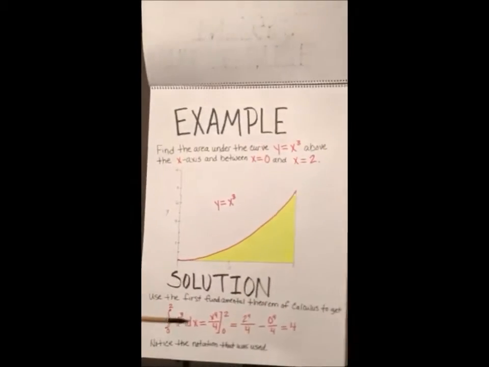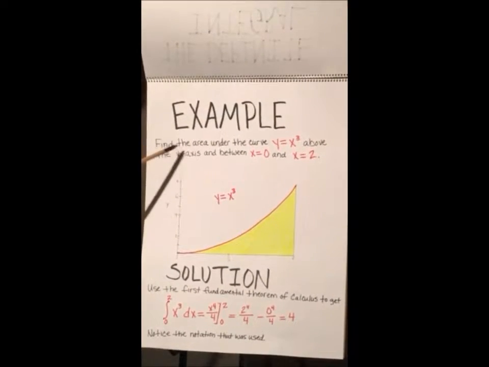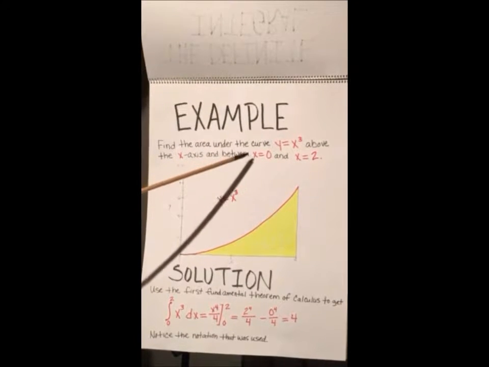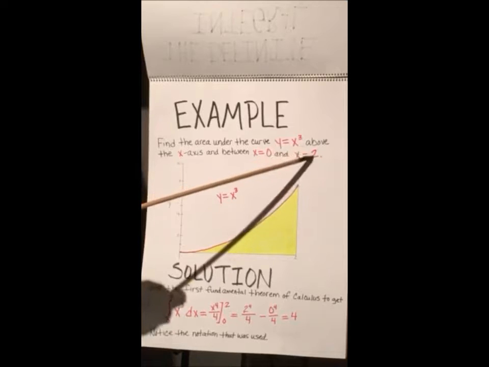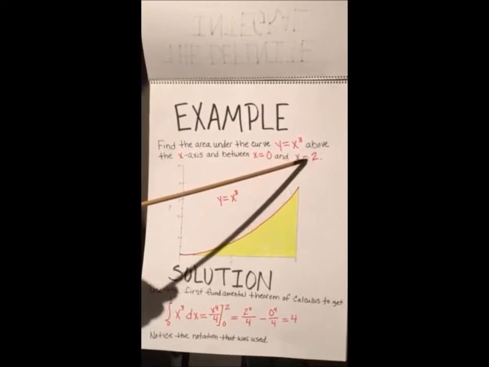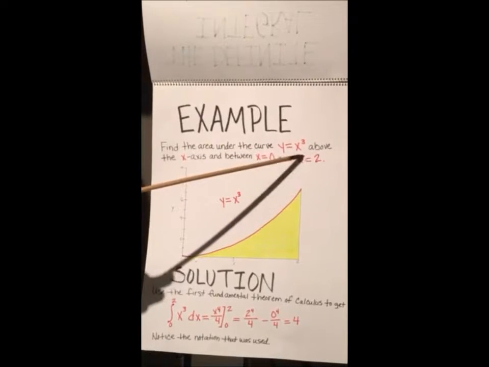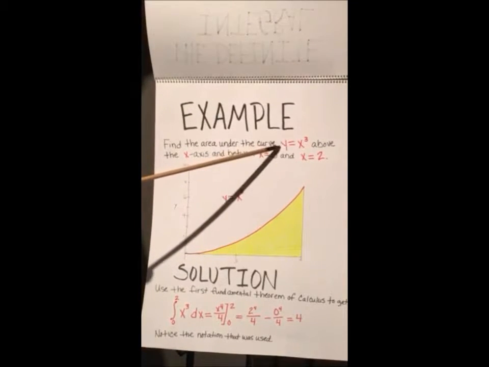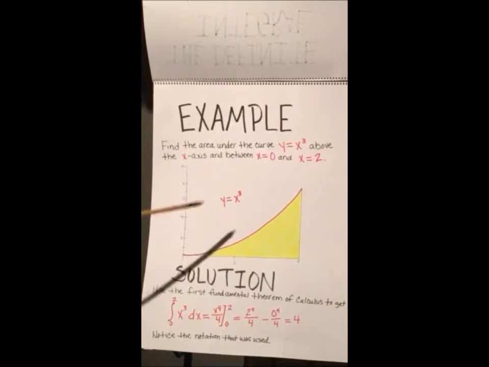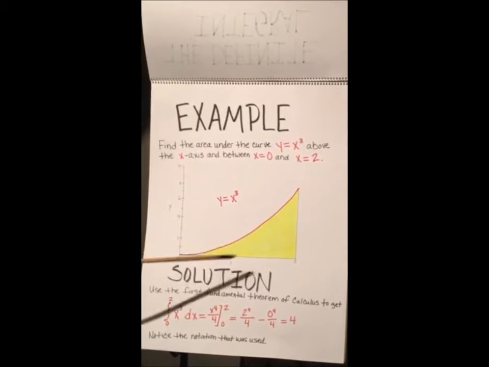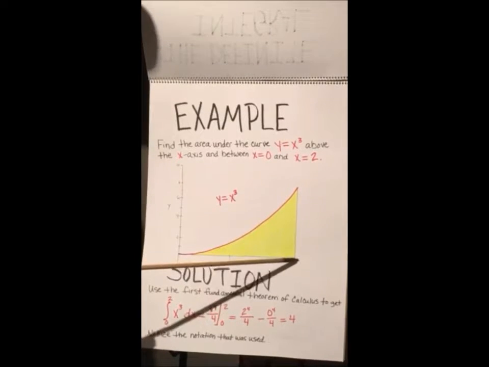For example, find the area under the curve y equals x cubed above the x-axis and between x equals 0 and x equals 2. So 0 and 2 are going to be your a and b. They're going to be what you actually plug in. 2 is going to be your b because it's a larger number, and then 0 is going to be on the bottom. So as you can see on the graph, it's above the x-axis, and it's from 0 to 2.